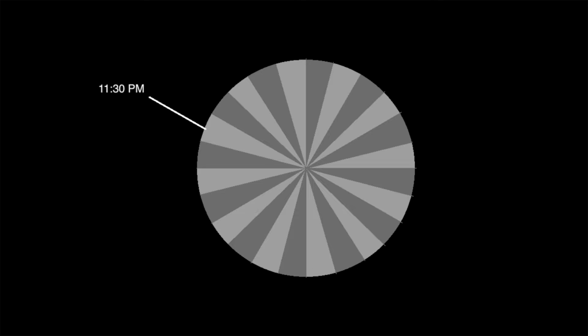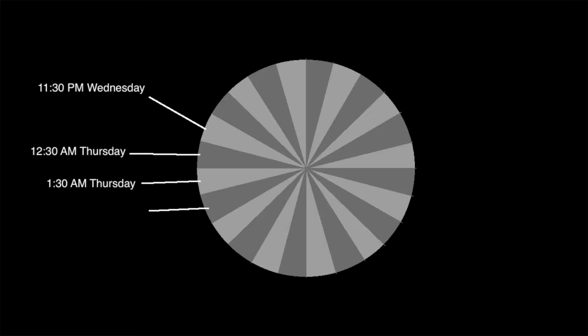What if in this time zone it's 11:30 p.m. and this one it's 12:30 a.m.? Here, it's not just the time of day that changes, the day itself also changes. If it's 11:30 p.m. on a Wednesday here, it'll be 12:30 a.m. on a Thursday here, and then 1:30 a.m. Thursday, 2:30 a.m. Thursday, etc.